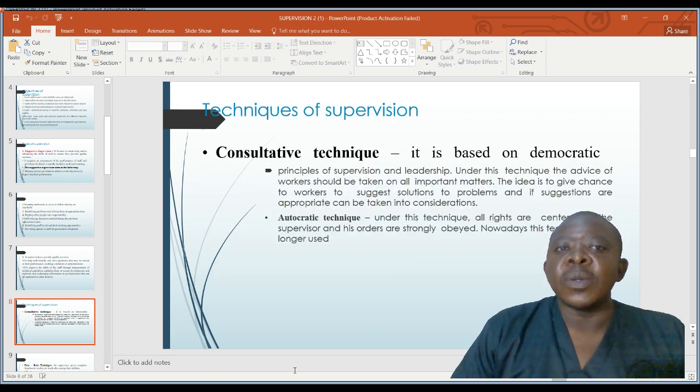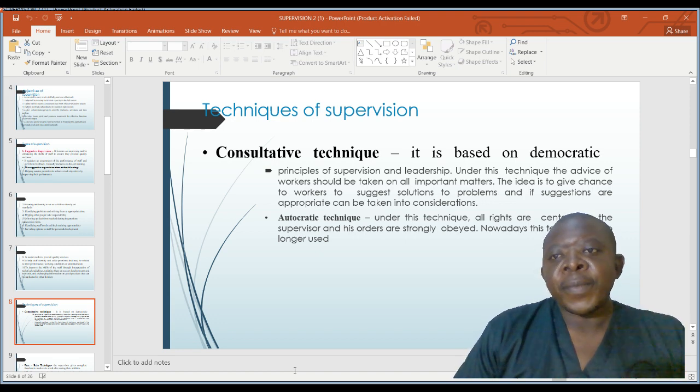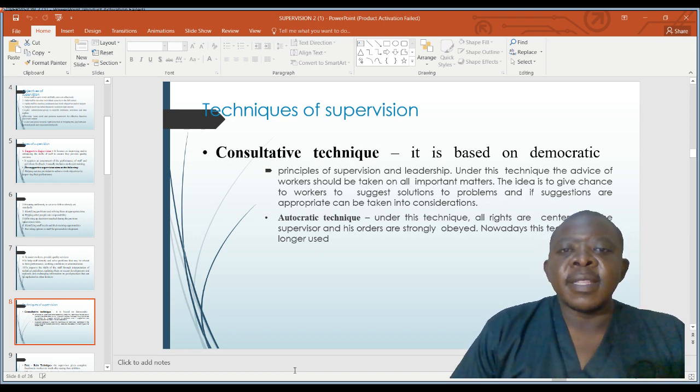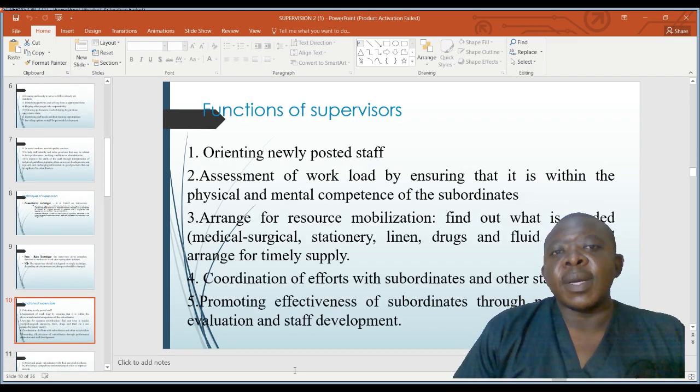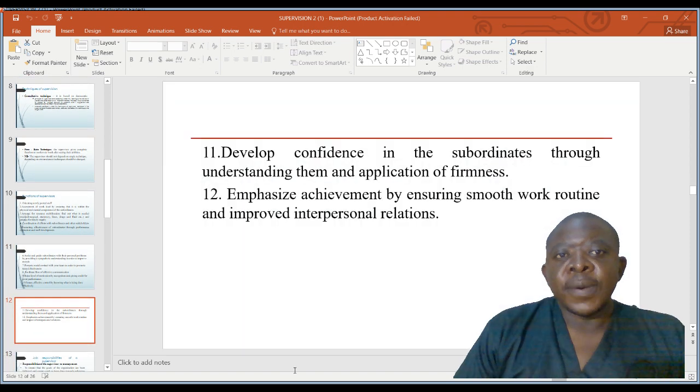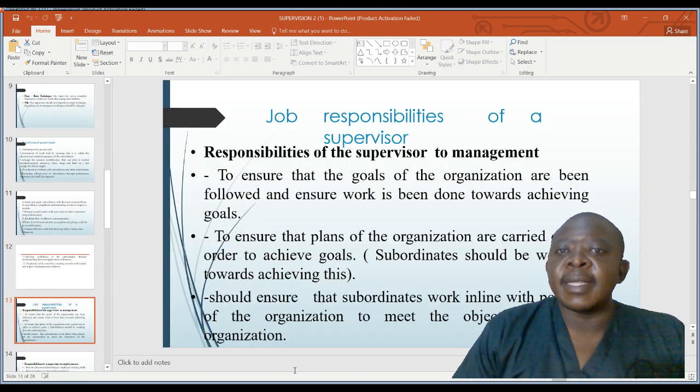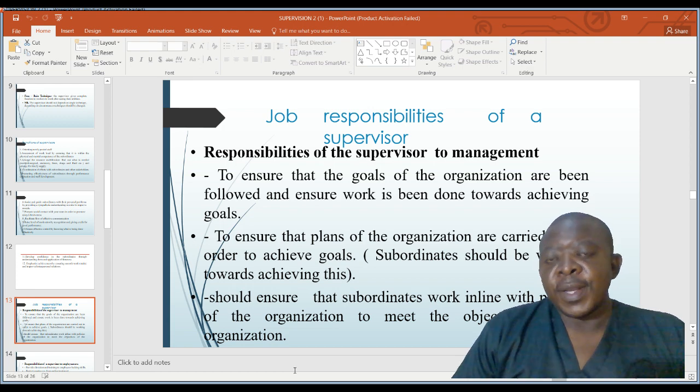Then we went on to look at techniques of supervision. These techniques were in line with the types of leadership, where we said there's the consultative technique, which is based on democratic leadership. Then there's the autocratic technique, which is based on the autocratic type of leadership. Then there's the free rein technique, which is based on laissez-faire. And then we went on to look at the functions of supervisors.